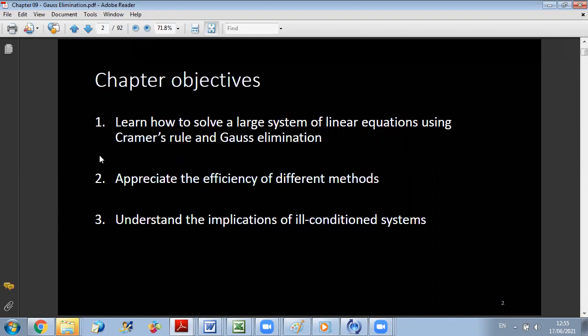Cramer's rule will be limited to cases where we have a small number of equations, 2 or 3, not more. And we will understand the implication of ill-conditioned systems. We will understand the meaning of an ill-conditioned system and why, in this case, if we change a little bit, the solution will change a lot. So we cannot trust the solution much. We will see what we mean by this in some examples.